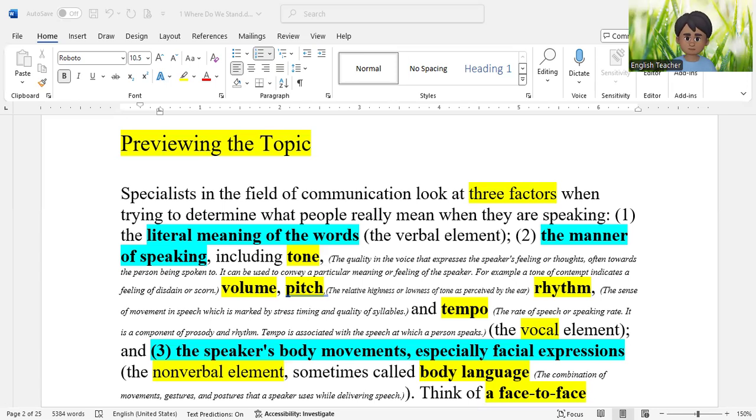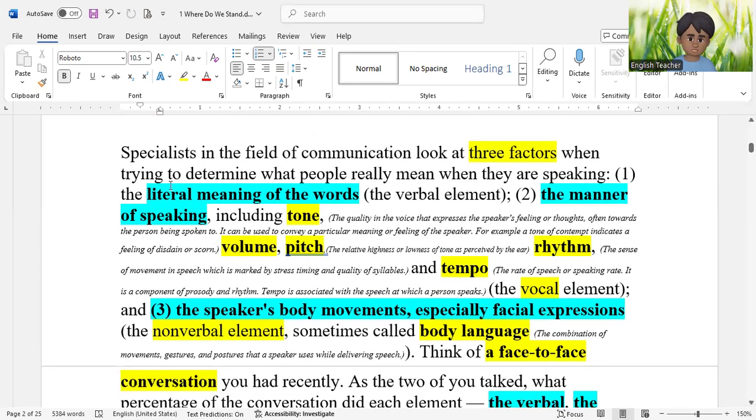Anticipation guides. These guides present statements related to the text and students indicate whether they agree or disagree. In a while, you will see there are statements about this essay and you have to write whether you agree or disagree. Then picture walk. If the text has illustrations, pictures, you can examine those pictures and discuss their possible meanings. Then read aloud. Reading a portion of the text aloud can help you get a sense of the author's style and tone. Let me take you to the text now. Previewing the topic.